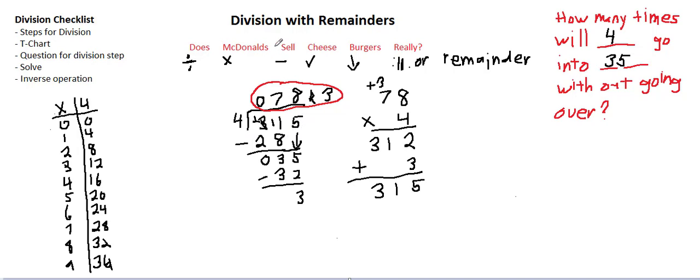And that is doing division with a remainder using our division checklist, our t-chart, our steps for division, and our division question.